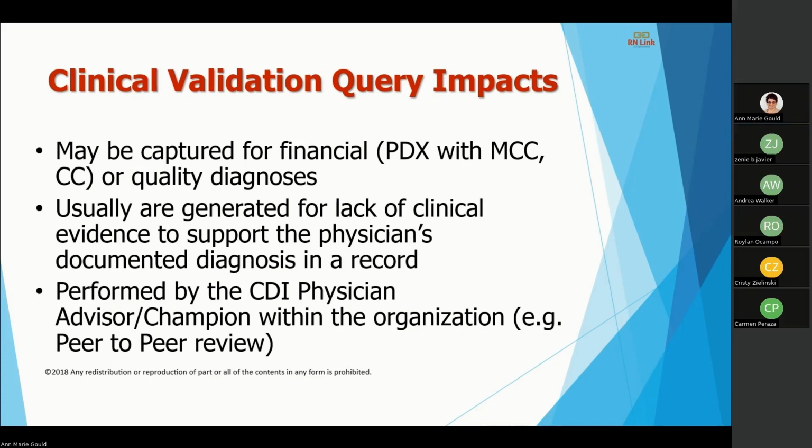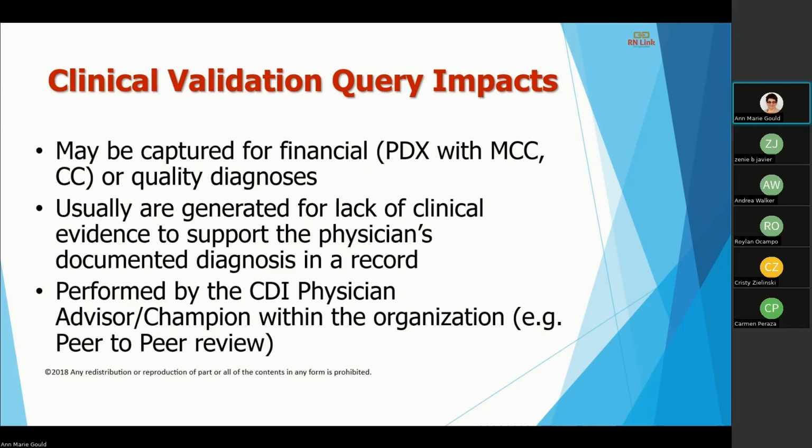So when it comes to clinical validation query impacts, they may be captured for financial reasons, a PDX with an MCC or CC, or for quality diagnoses. So it could be financial or quality impacts. Clinical validation queries usually are generated for lack of clinical evidence to support the physician's documented diagnosis in a record. That's like the sepsis diagnosis that we went through with that coding example we gave, the CDI coding review.